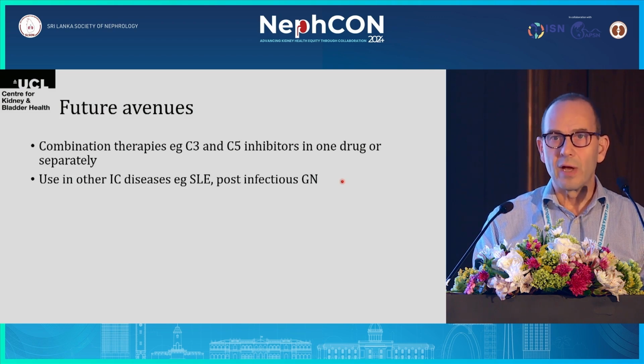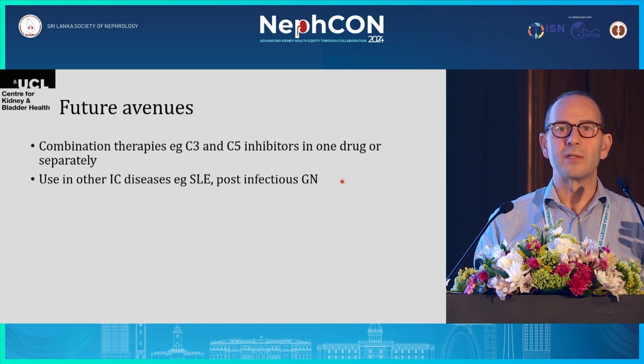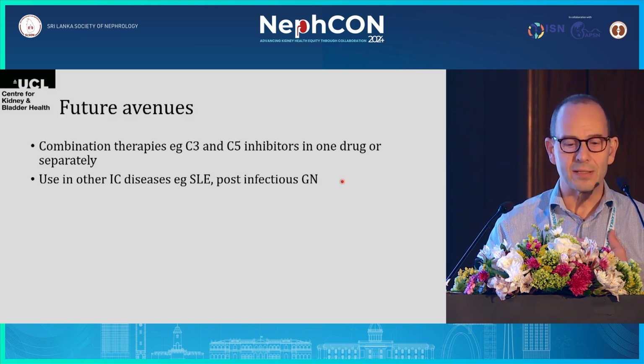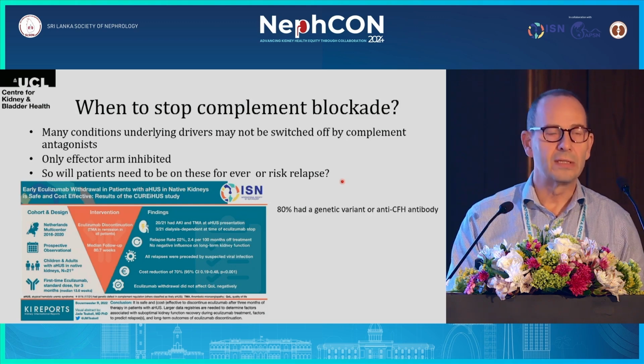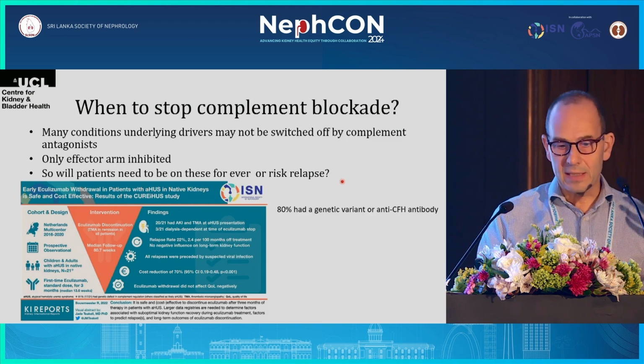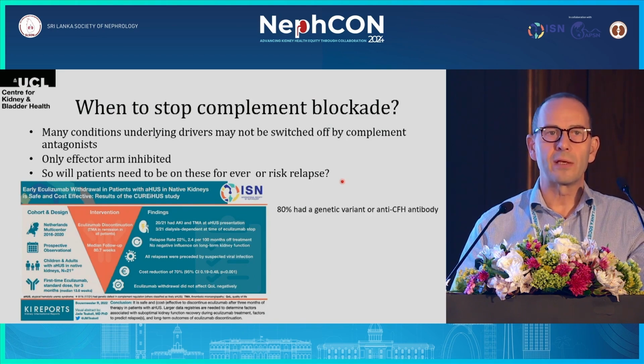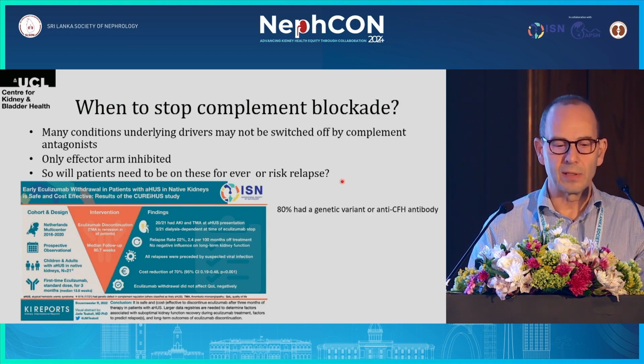So this is all great, but as you can tell, this isn't stopping the underlying driver of the disease. This is stopping the effector arm. So the big question to me is, when can we stop these drugs? Eculizumab has been going for a while, and so there have been a number of studies looking at, can you stop eculizumab in patients who have atypical HUS?